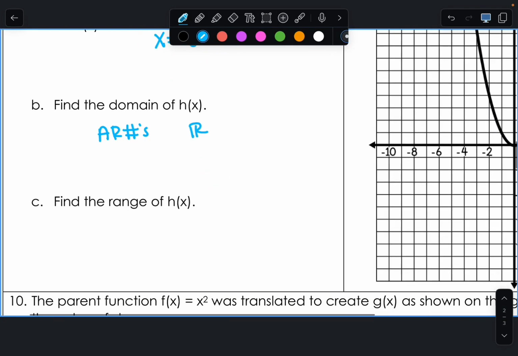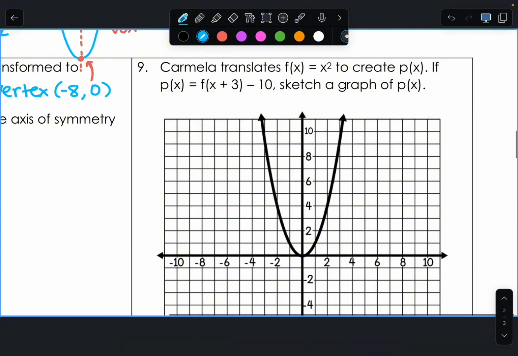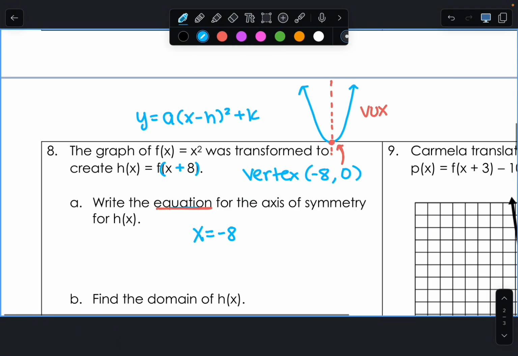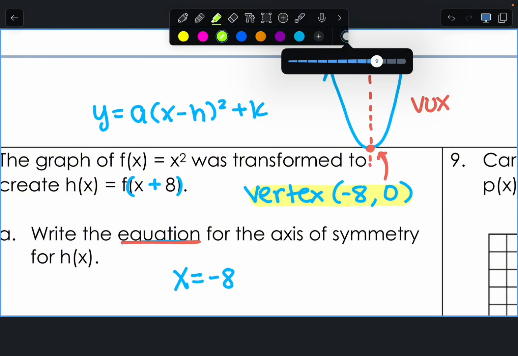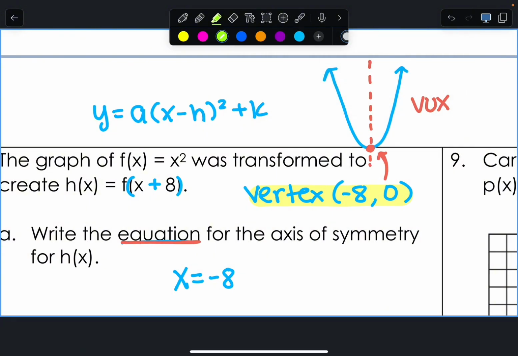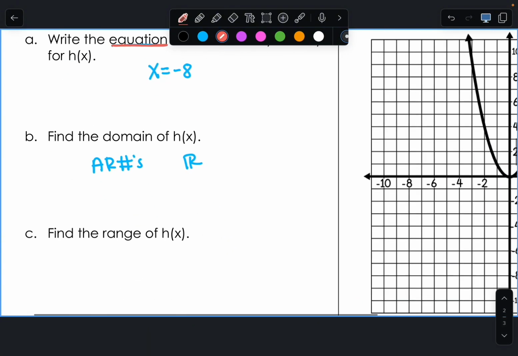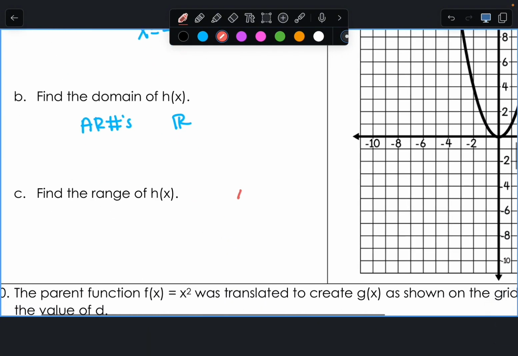Now you don't need an actual graph to find the range. You need the vertex and you need the value of A. A is where in the equation? In front of the parentheses. Now there is no number in front of the parentheses, so that means that the number in front of the parentheses is 1. And a positive 1 tells us that our parabola is a U or an N? A U. Okay. So our parabola is a U.